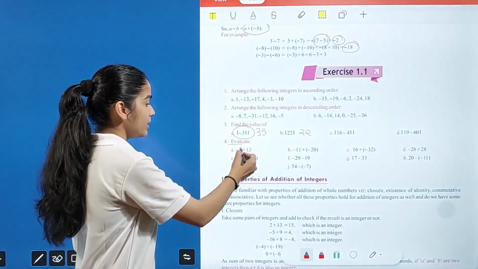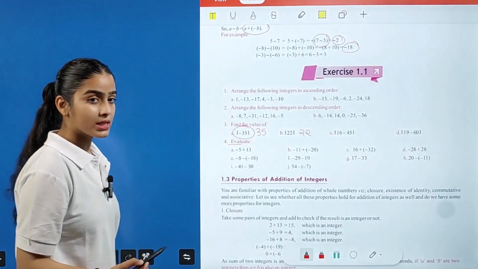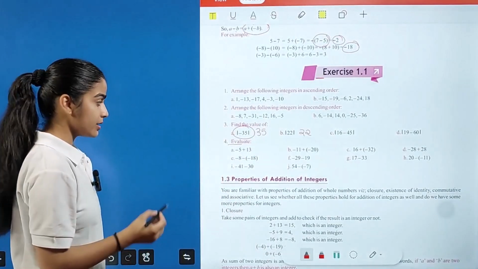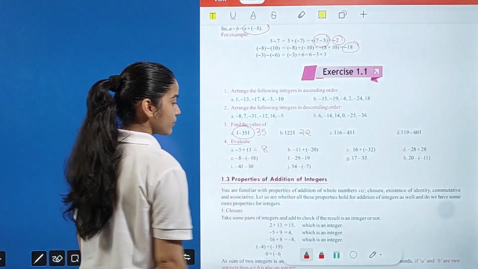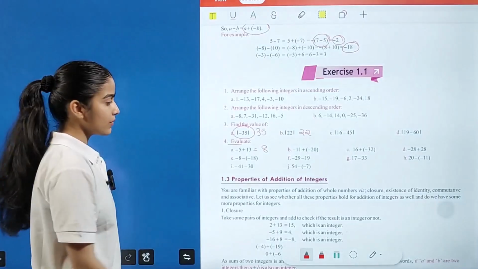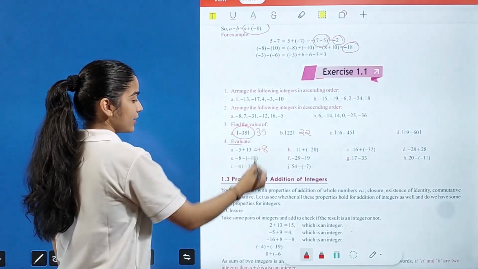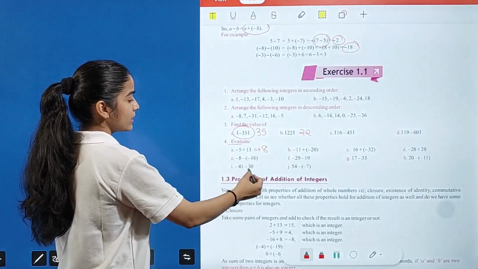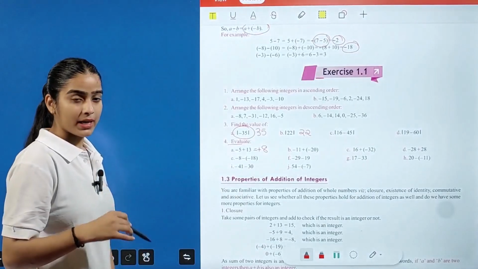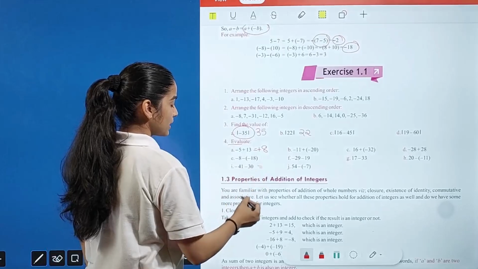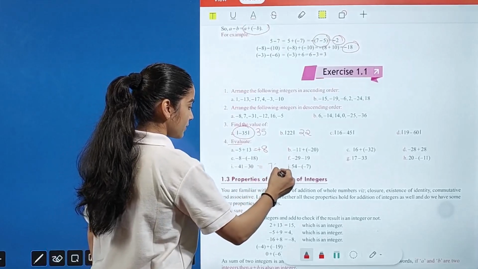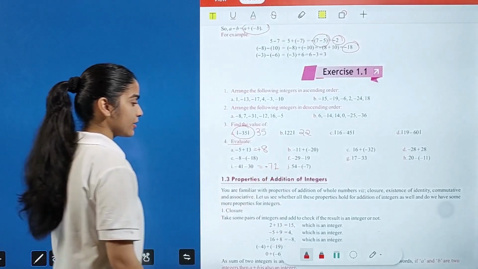Now evaluate minus 13 plus 5. We have opposite signs, so minus plus is minus. 13 minus 5 is 8. And according to absolute value, which one is greater? 13. So we have to use the minus sign here. Next we have minus 41 and minus 30. So minus minus is plus. So we have to add them together and we will get our answer 71, and put the sign of minus.